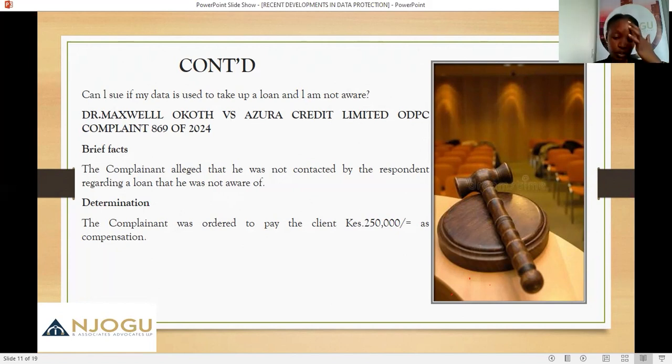So as part of the procedure, the ODPC went ahead to investigate the claim. They approached the respondent and asked, is this true? They said, yes, this mobile number that's alleged to have called is actually our number, and it is used by our agent. Our agent calls the people who have defaulted on their loans. So they asked, is this complainant part of your clients? They said, all right, let's check our database. So they went and checked their database.